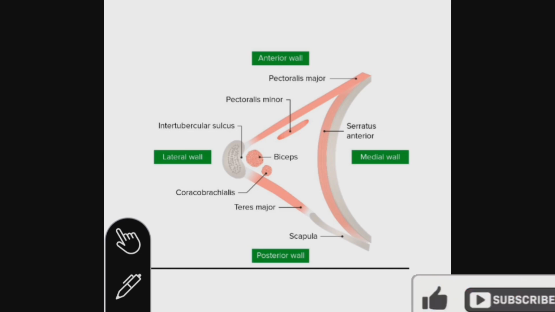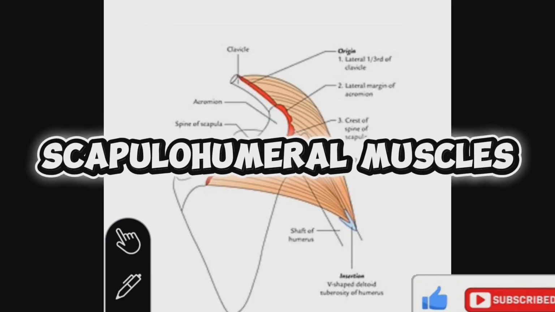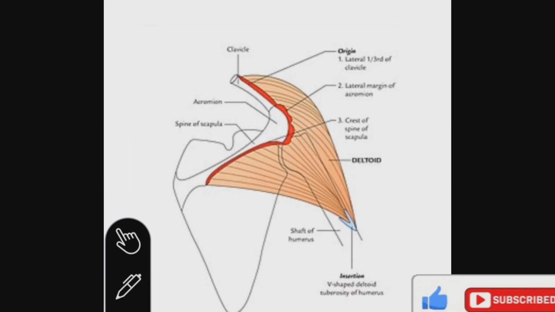Moving on, we quickly talk about the scapulohumeral muscles. Now, the scapulohumeral muscles, from the word scapula and humerus, are muscles that originate from the scapula. They originate from the scapula, and then they insert into the humerus. They act primarily on the glenohumeral joint, and they produce movement of the arm.